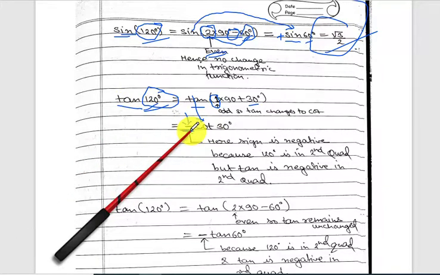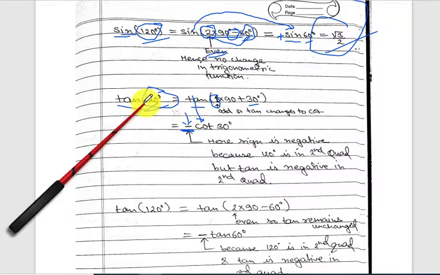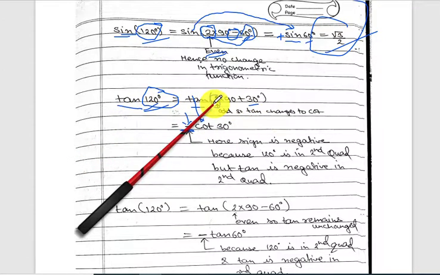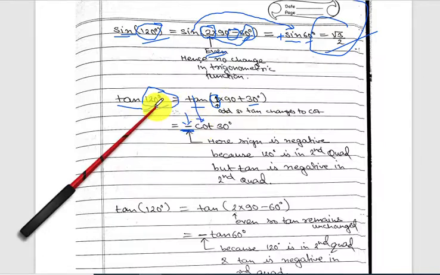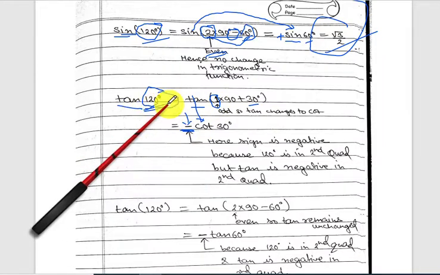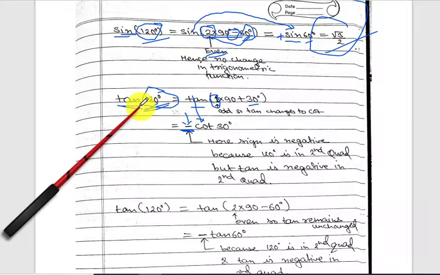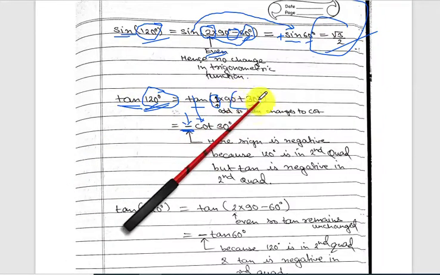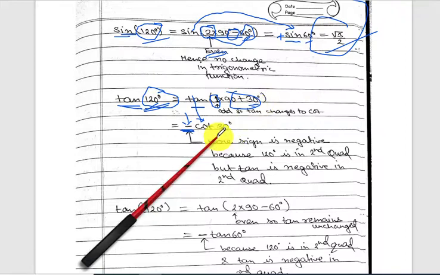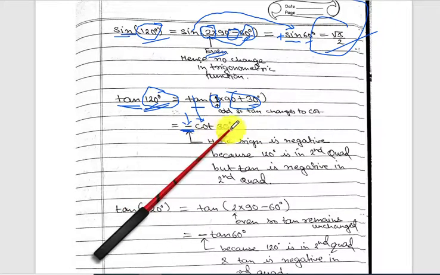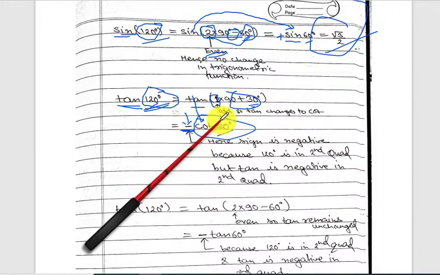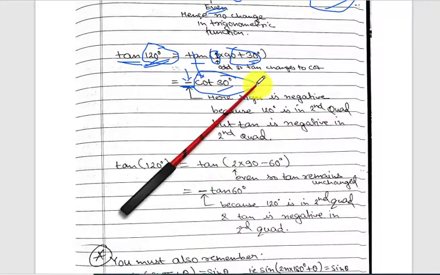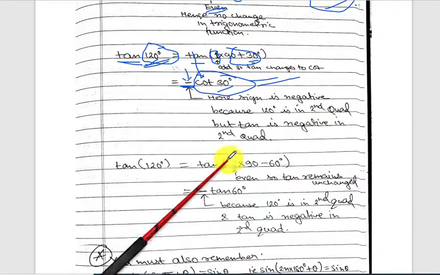So tan 120 is equal to tan (1 into 90 plus 30). 1 is odd, so tan becomes cot. This angle is in the second quadrant, and in the second quadrant tan is negative, so this is minus. So minus cot, and no matter what sign is over here, you simply copy this. So you get minus cot 30. You know the value of cot 30, write it over here. This is for you.